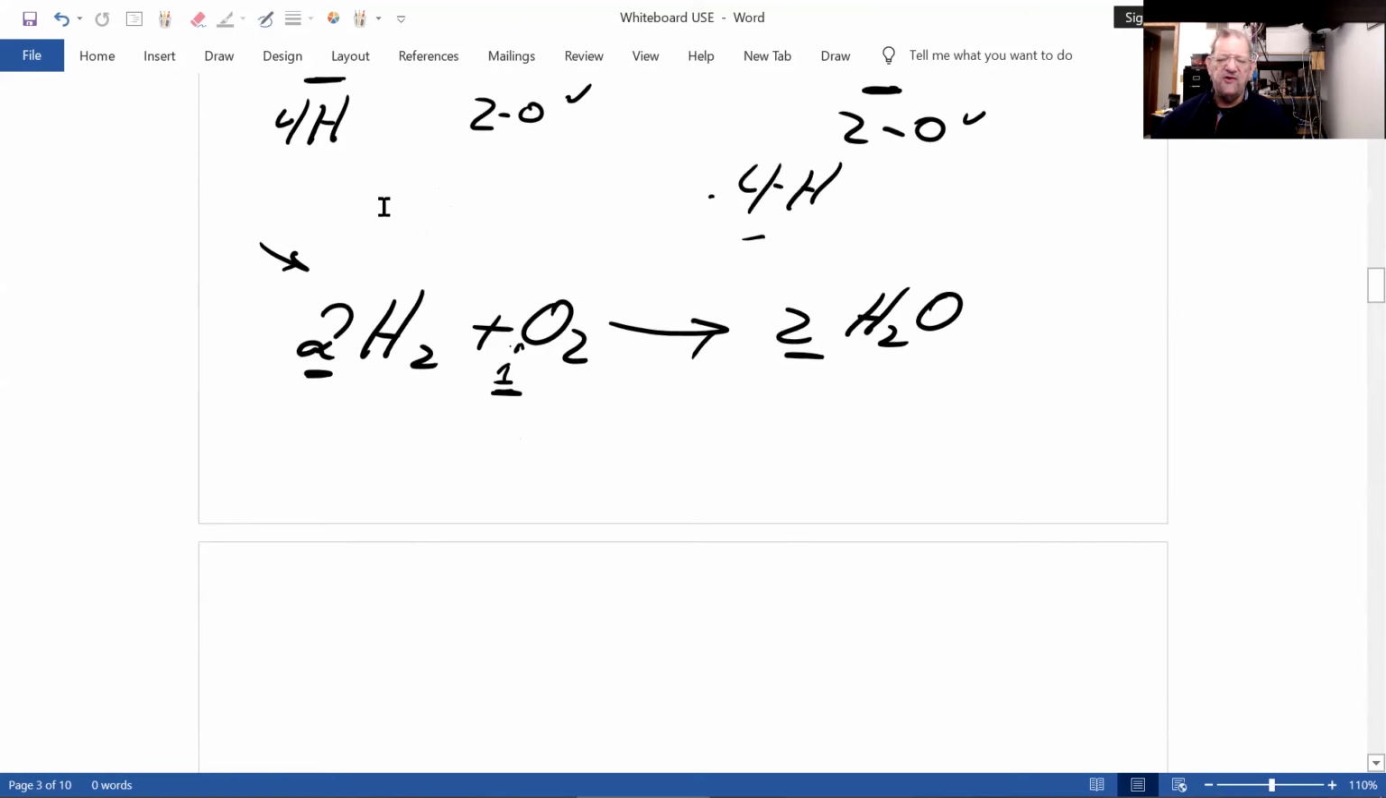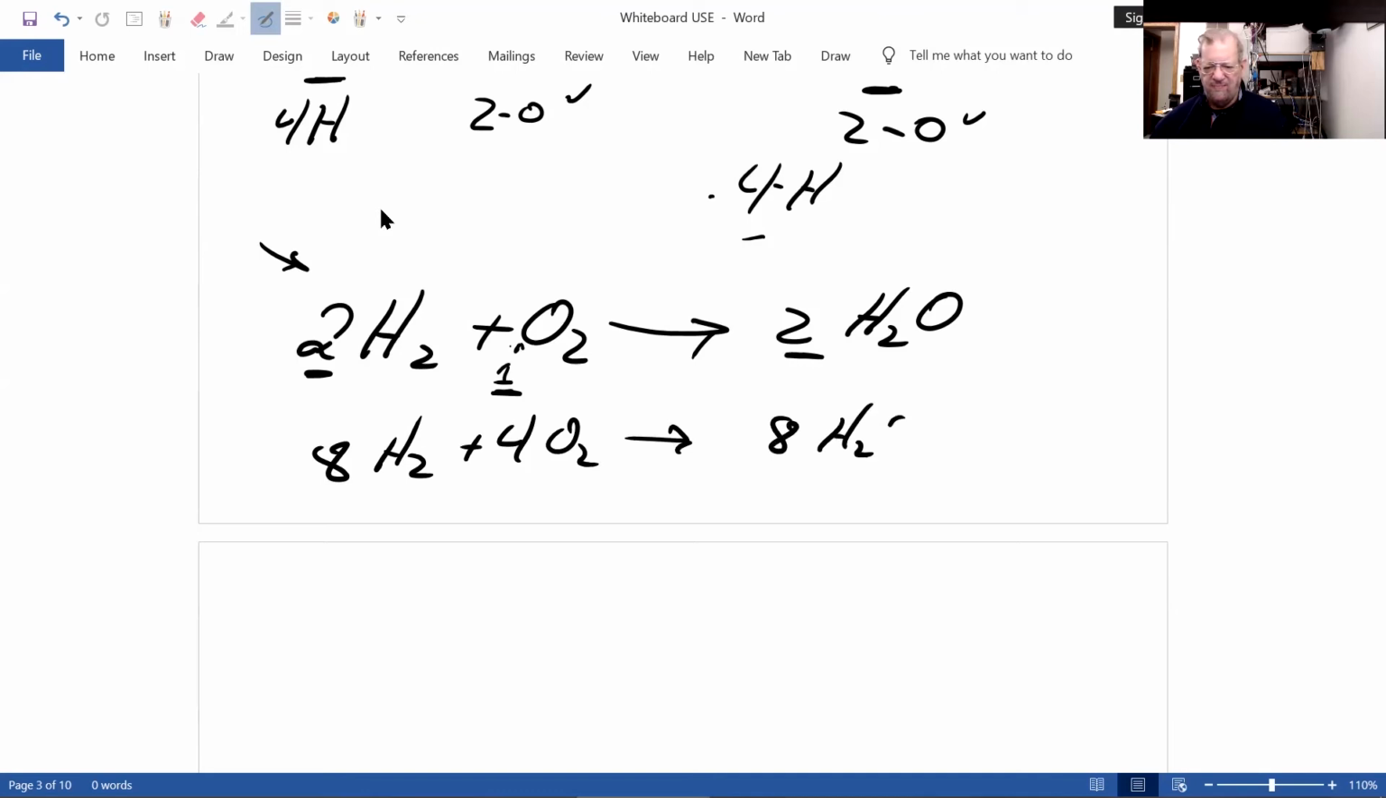Now, here's an important rule for balancing chemical equations. I could have multiplied this by some number, say 4. So I have 8 hydrogen plus 4 oxygen make 8 water. And if you check it, this would be 16 hydrogen, 8 oxygen, 16 hydrogen, 8 oxygen. Well, this is wrong.